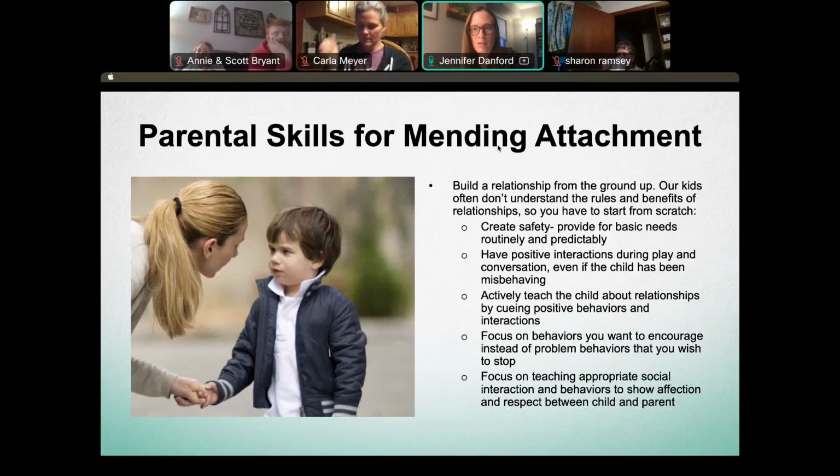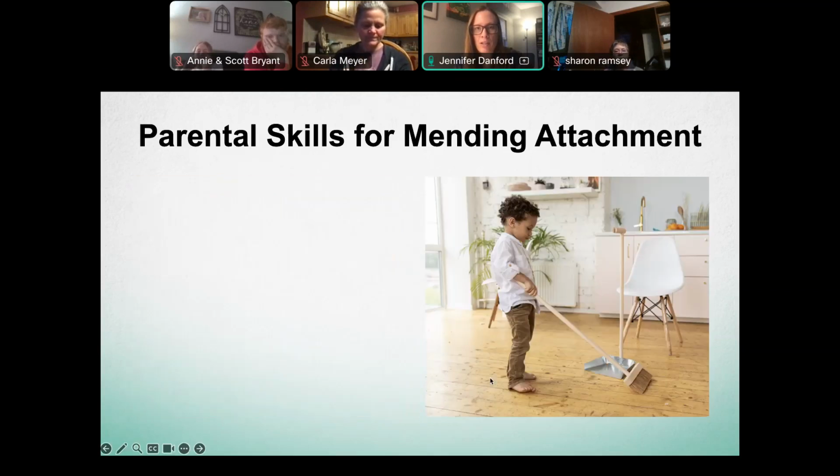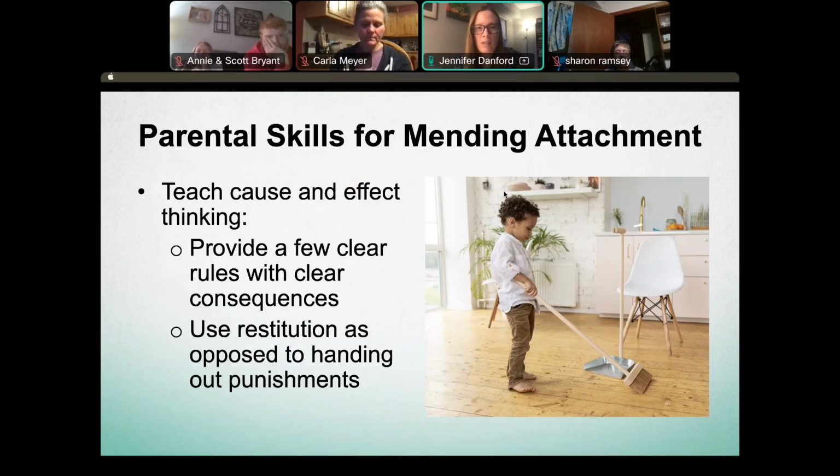Some parental skills, knowing that you just have to build the relationship from the ground up. You have to start from scratch when it comes to attachment. Creating safety, you guys probably do that. Having positive interactions as often as possible, even when the child's been struggling. You're teaching about relationships, so modeling those, focusing on behaviors you want to encourage, focusing on teaching appropriate social interaction, and helping teach cause and effect thinking can be very helpful.